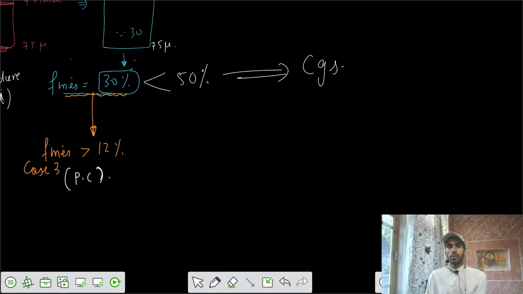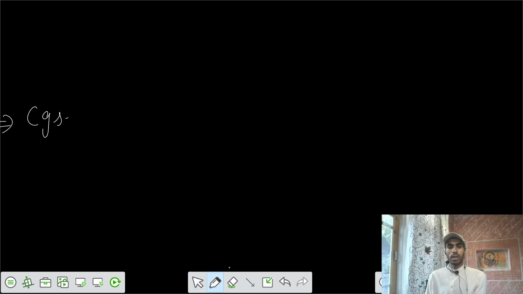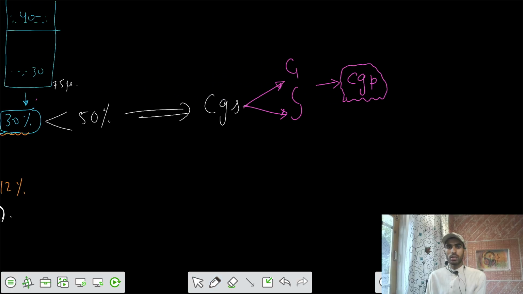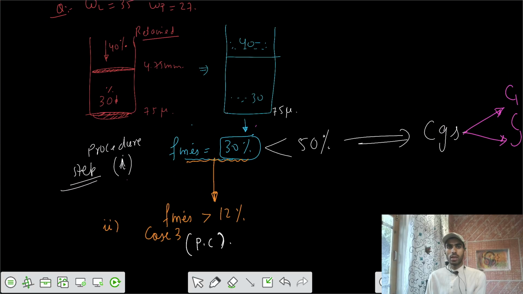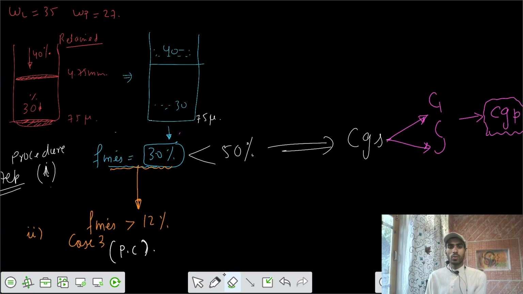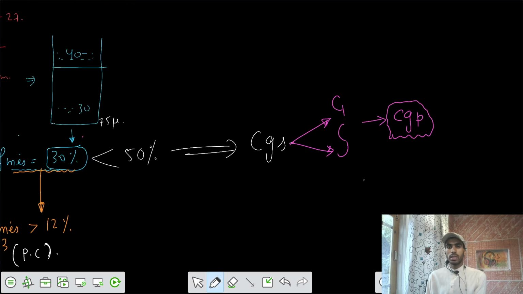Now once I derived that the soil is coarse grain soil, there might be two different possibilities. I have to check whether the soil is sand or whether the soil is gravel. For that I have to check CGP, coarse grain particles, the total coarse grain particles. Let's calculate the total coarse grain particles. I can directly say that 70% are coarse grain particles, because fineness is 30%, that means 70% are coarse grain particles.